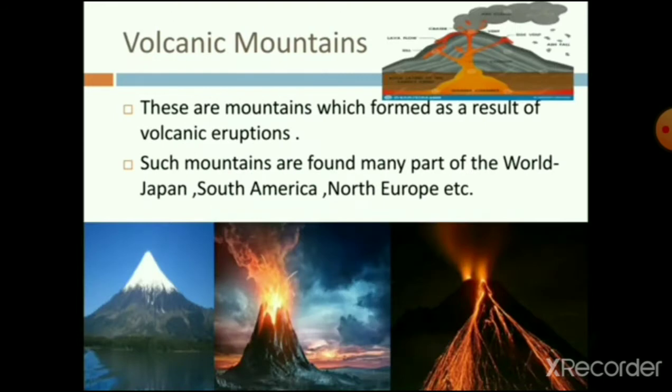Next is volcanic mountain. These are mountains which are formed as a result of volcanic eruptions. Such mountains are found in many parts of the world, especially towards Japan, New Zealand, North Europe, and South America. You will get a fair understanding by looking at the sketch and the picture.